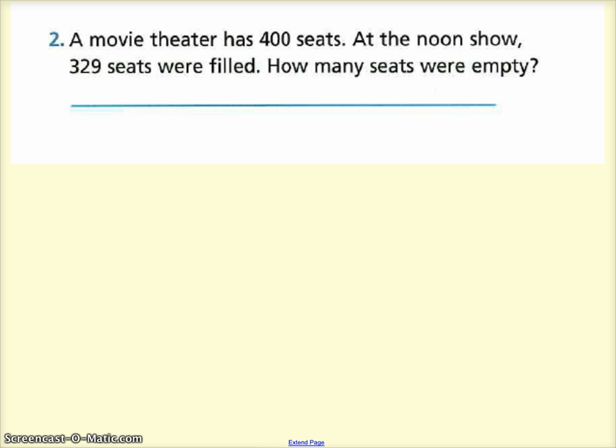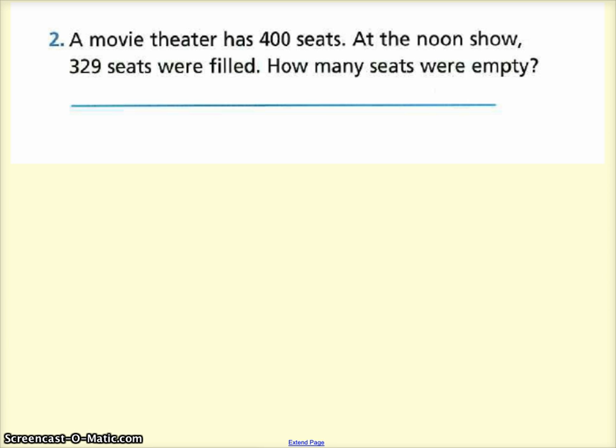Let's practice some of these methods before you work on them on your own today. A movie theater has 400 seats. At the noon show, 329 seats were filled. How many seats were empty?